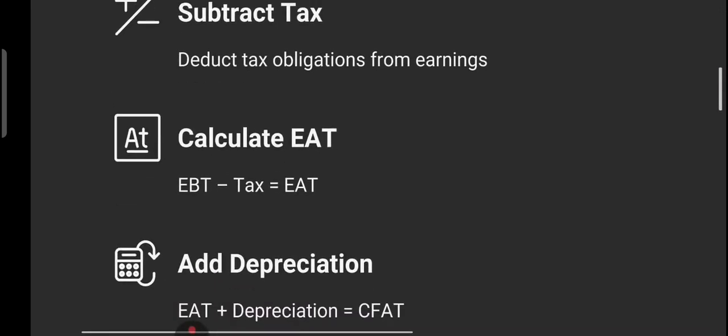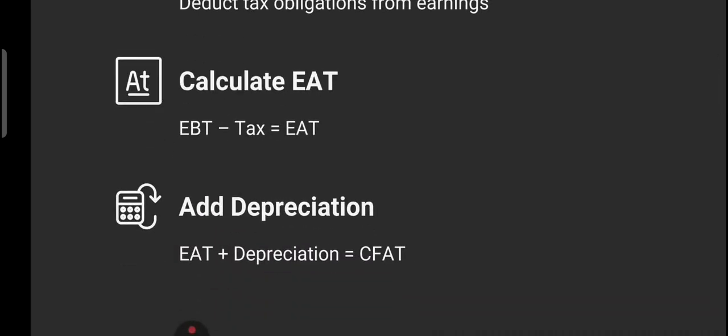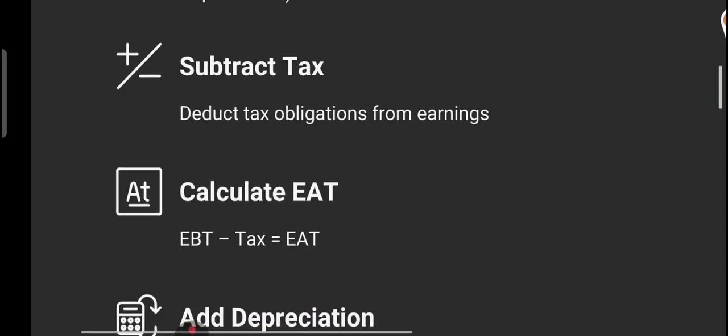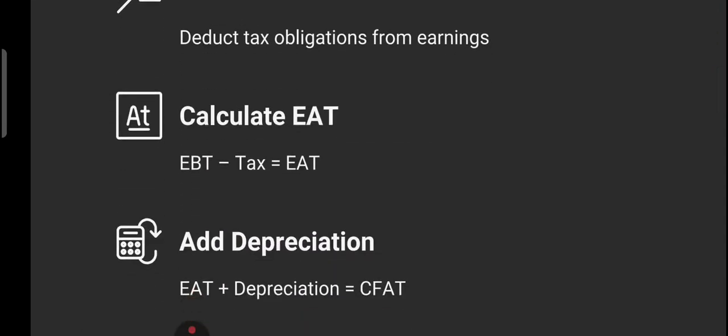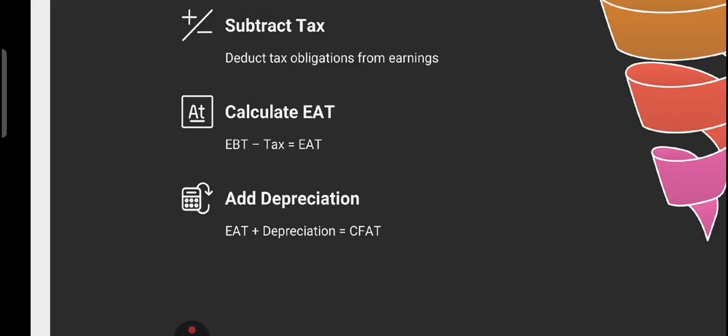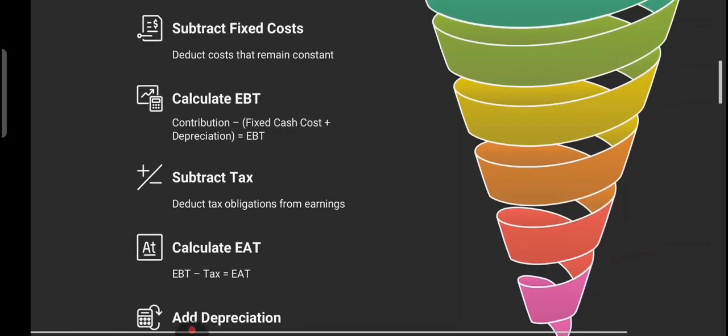But here is the twist. The twist is that depreciation is a non-cash expense. So to get the true cash flow, we add the depreciation back. First we subtracted the depreciation and again we add the depreciation because it is a kind of non-cash expense. The result you get is called CFAT, cash flow after tax. This is the amount of real cash that the business generates. So basically this funnel system, I have prepared this funnel system.